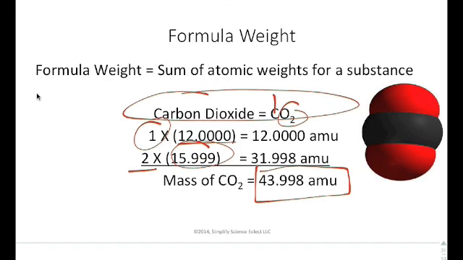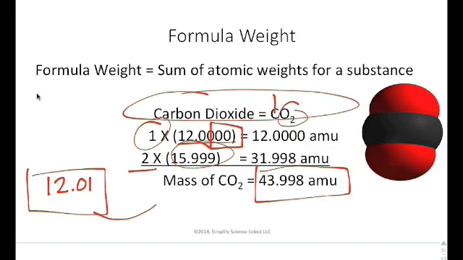Usually when you look at the AP formula chart, instead of reporting it to this many digits, they usually report them to about two decimal places. But the answer is you should always use the greatest degree of accuracy that you have in the formula chart or the periodic table that's given to you. So if they do give you 12.0000, then you should use 12.0000. So you always use the highest degree of specificity that you can.